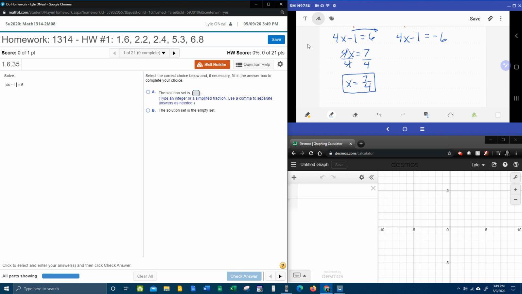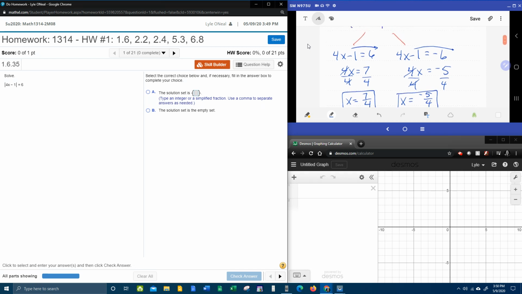All right. For the other equation, the negative 1 comes over. That becomes plus 1. Negative 6 plus 1 is negative 5. Divide both sides by 4. Our second and final solution, negative 5/4.